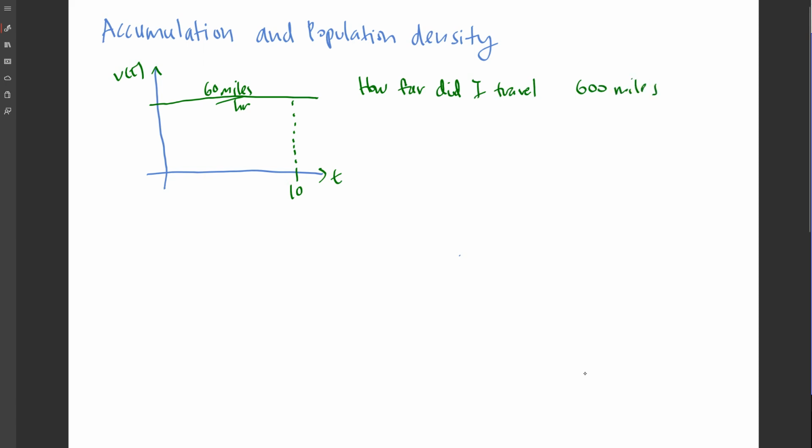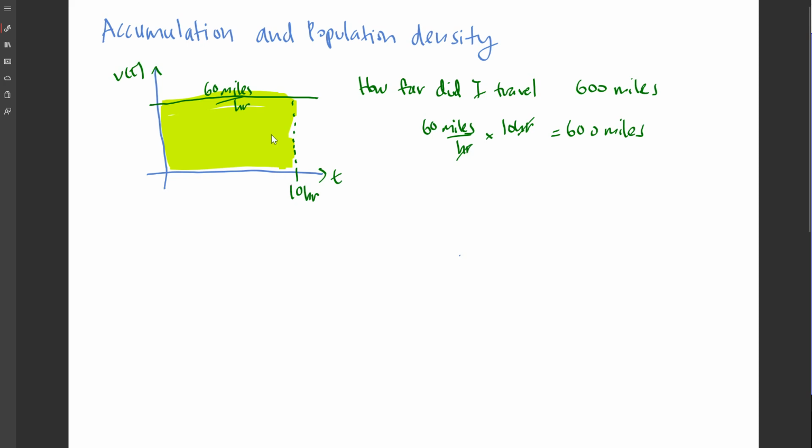600 miles. Good. How did we get that 600 miles? We did 60 times 10, right? This is 10 hours, and this is 60 miles per hour. If we think about the units, 60 miles per hour times 10 hours, the hours cancel out, and we get 600 miles. How is that represented on this curve? That's the area underneath this curve, which is the area of this rectangle, 60 miles per hour times 10 hours.